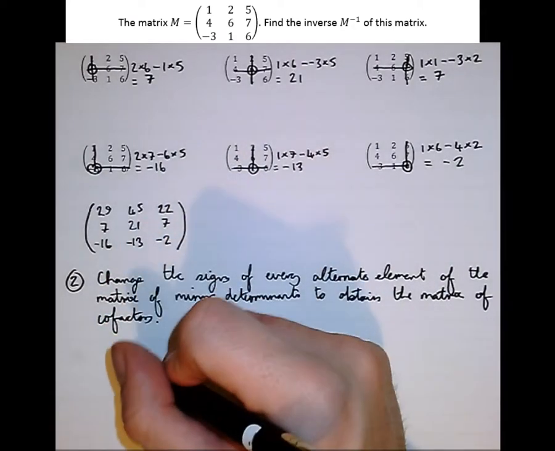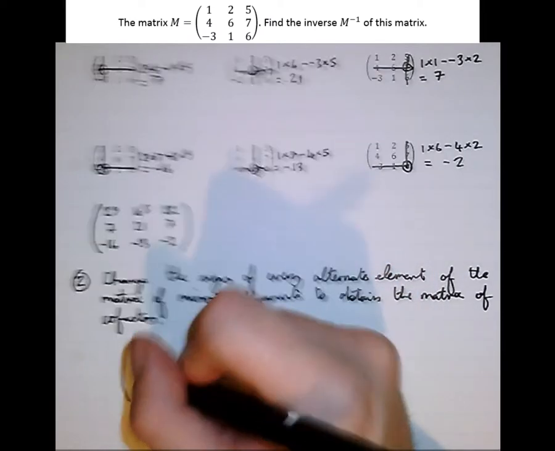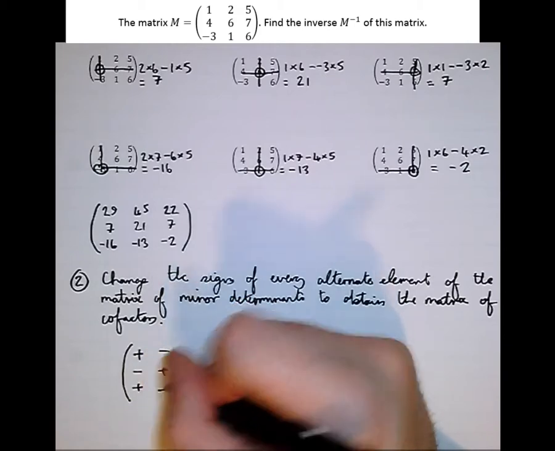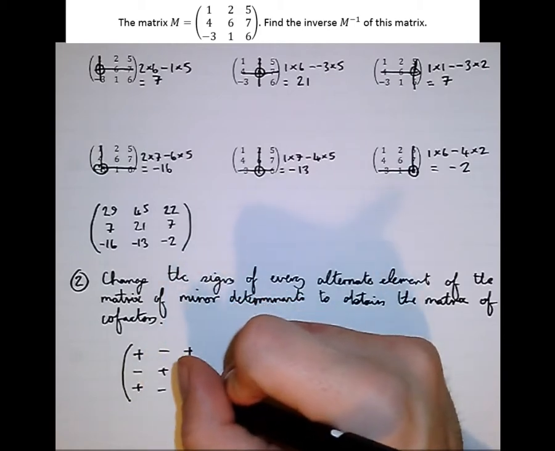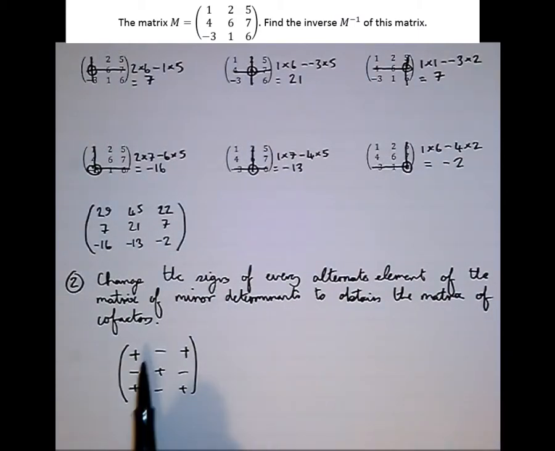So the sign changes that we're going to apply to every alternate item, we're going to apply the following sign changes. So every other element, every alternate element, we're going to change the sign of. So no sign change to the top left, then a sign change to the left middle, no sign change to the bottom left, change, no change, change, no change, change, change.